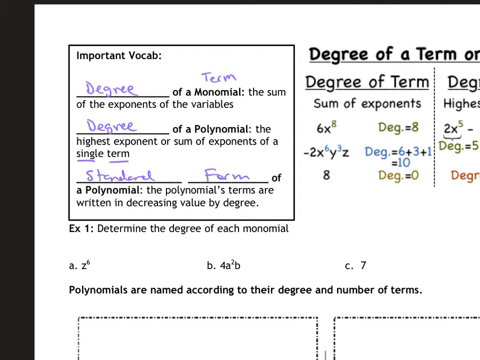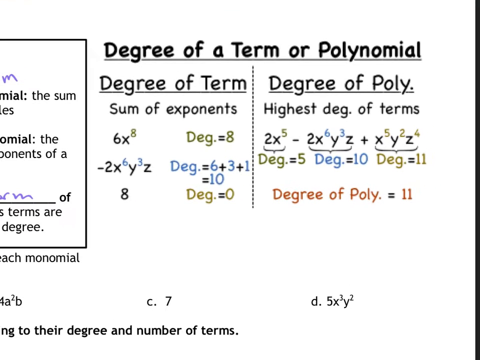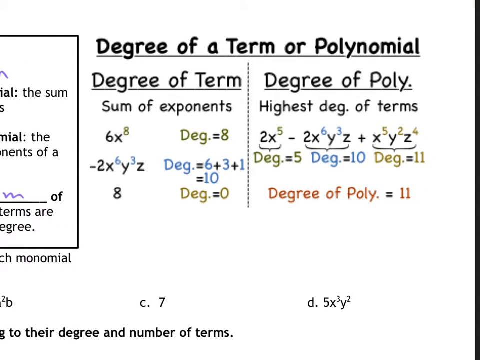So if we're looking at different things here, I went ahead and color coordinated it so I can talk through it. The degree of a single term is just the sum of the exponents. So 6x to the 8th: 8 is the only exponent, so 8 is my degree. The second one, I've got x to the 6th, y to the 3rd, z to the 1st. If it's not written, there's an automatic 1. 6 plus 3 plus 1 is 10, so that's a degree 10. 8 doesn't have a variable, so it is just a degree 0. It's just a constant.